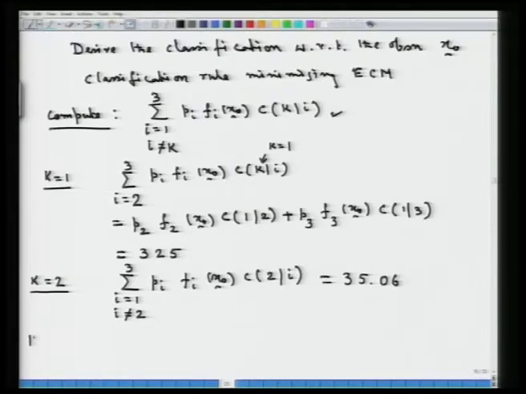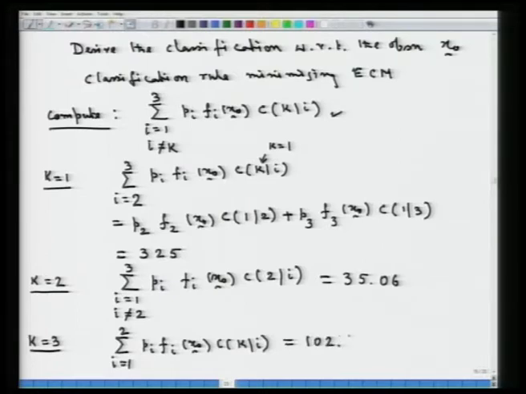0.35.06. And for k equal to 3, this expression is the summation over i not equal to k. So, k being 3, this summation is from i equal to 1 up to 2, two terms. This Fi x naught into C 3 given i, from the given data, turns out to be 102.03. So, we have computed this quantity for every value of k.